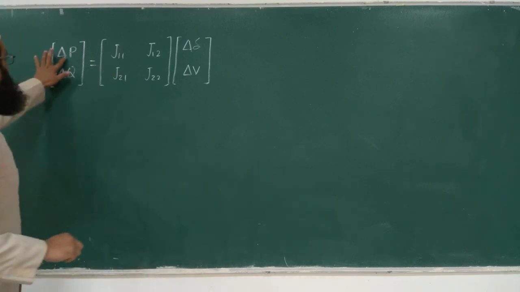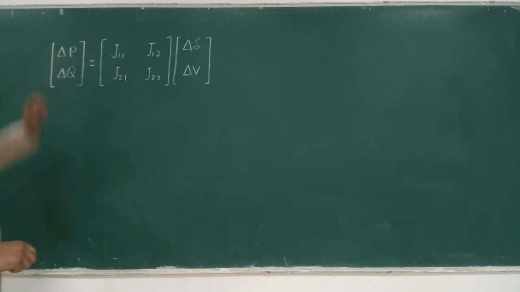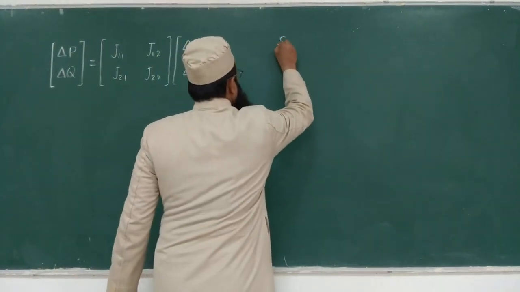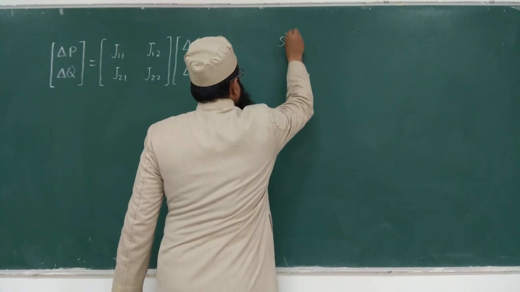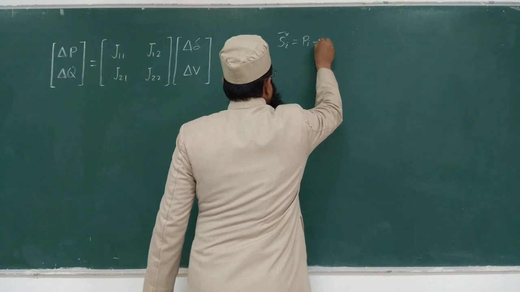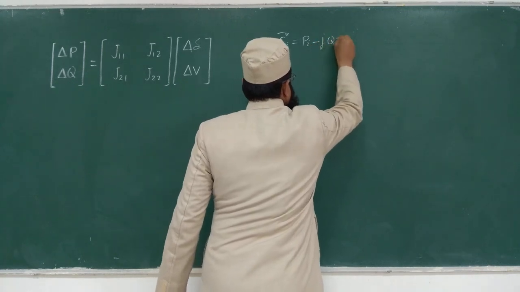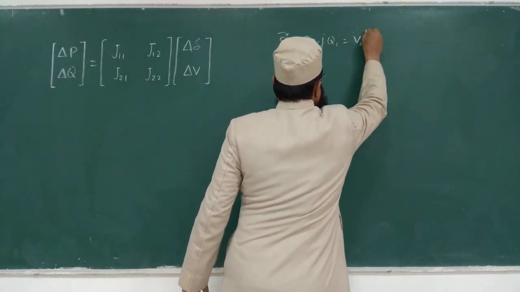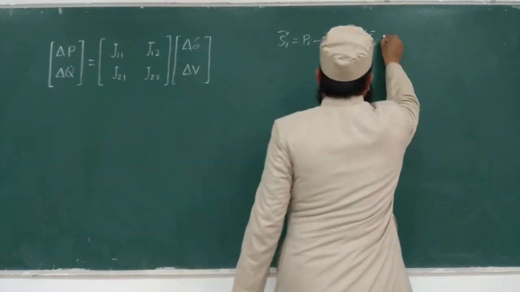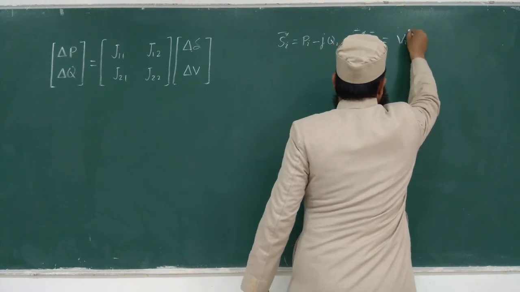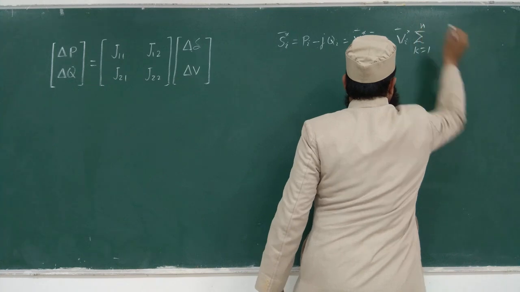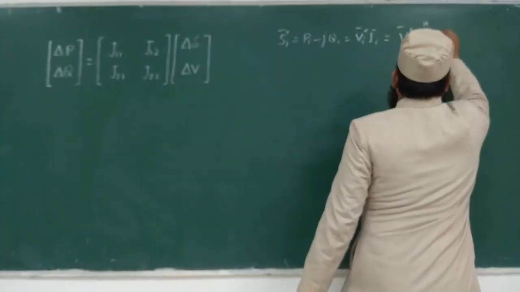So what is del P? Okay, before that recall, Si star, the injected power at the ith bus, is nothing but Pi minus jQi, which is nothing but Vi star times Ii phasor. That can further be written as Vi star summation k equal to 1 to n, wherein n is the total number of buses in the system, Yik.